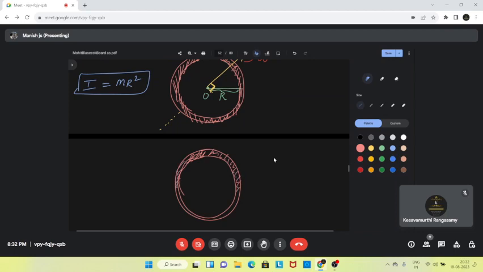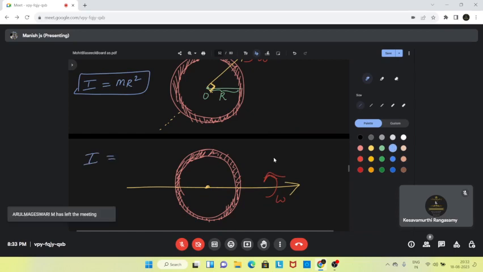This time I am not placing it in the center, rather I'm going to place the axis of rotation at a diameter. Diametrically I'm going to pass it. So if the ring is going to rotate along the diameter with an angular velocity of omega, in that case, the moment of inertia is now going to change as I equals MR square divided by 2 when it is about the diameter. Okay, so this is how it changes.